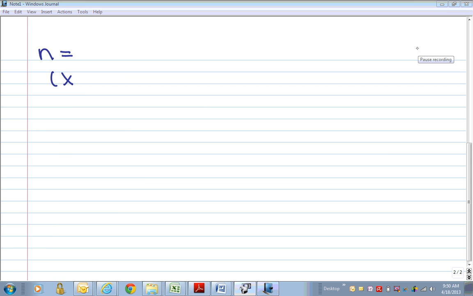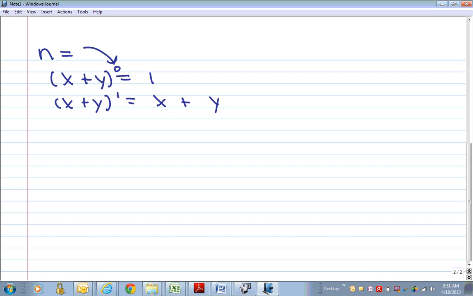When we look at this pattern, we're going to let n equal something, and I'll show you what it equals in a minute. We would have the binomial x plus, let's just use plus y, to the 0 power, and that would equal 1 because it would be to the 0 power, so our n value would be 0 in this case. Anything to the 0 power is 1. Then we would have x plus y to the 1st power, which would just be x plus y. Then we would have x plus y squared, and we've done that before.